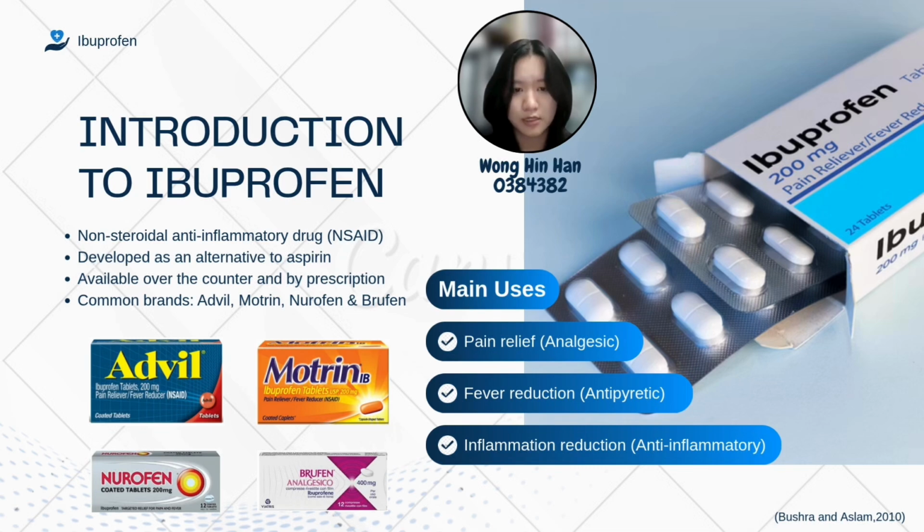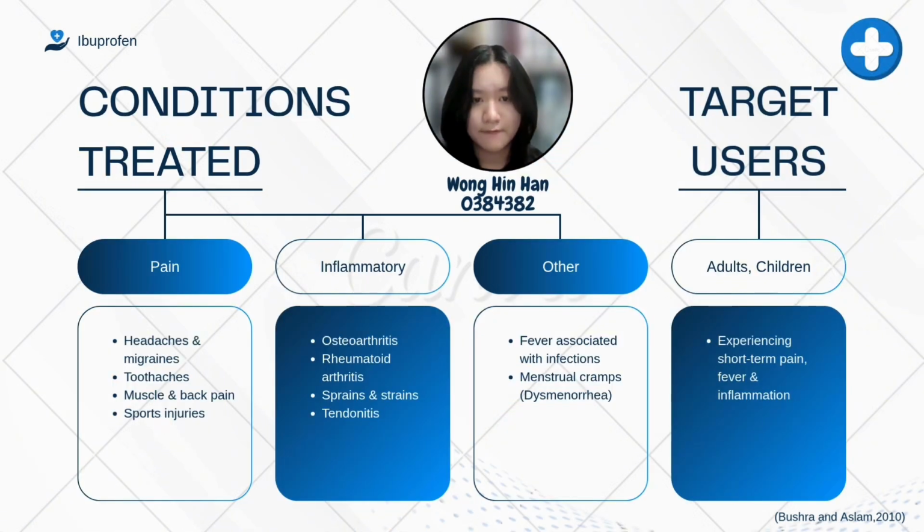Ibuprofen has three main therapeutic uses. First, it acts as an analgesic, meaning it helps relieve pain. Second, it functions as an antipyretic, which means it can reduce fever. Third, it has anti-inflammatory properties that can help reduce inflammation associated with various medical conditions. Because of these effects, ibuprofen is commonly used to treat a wide range of conditions.